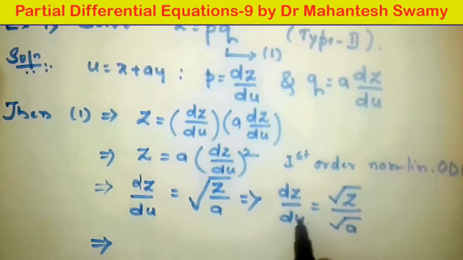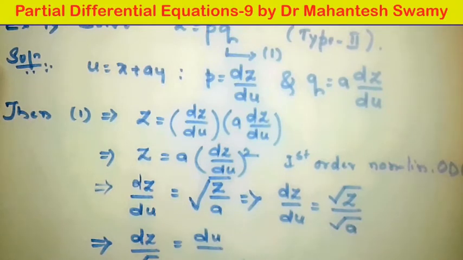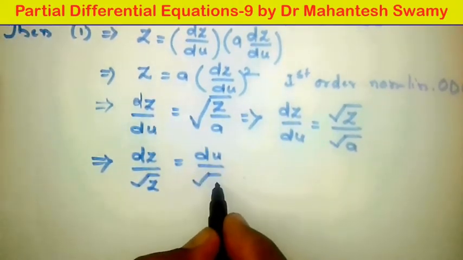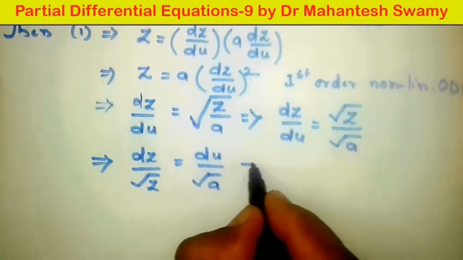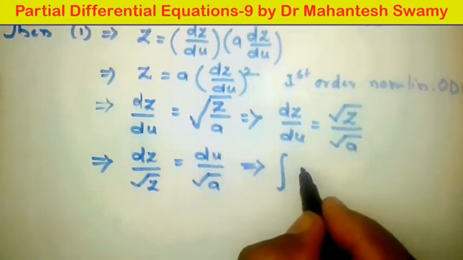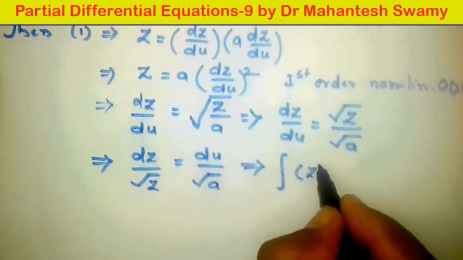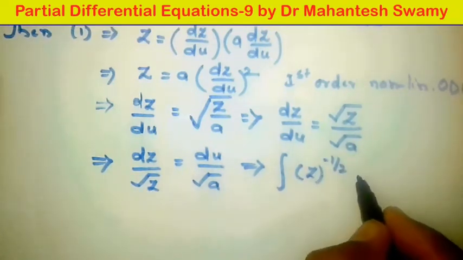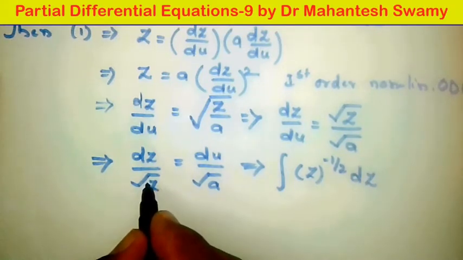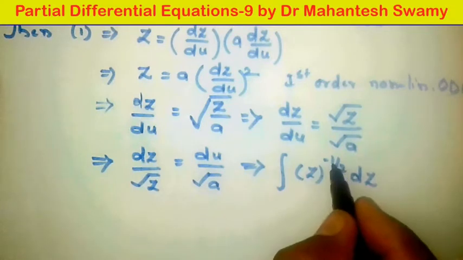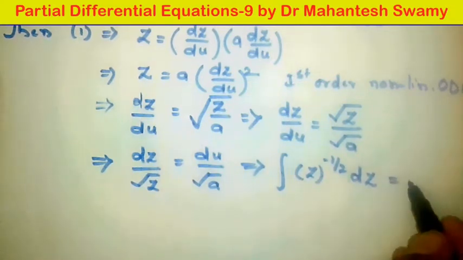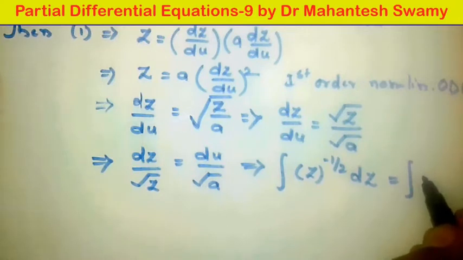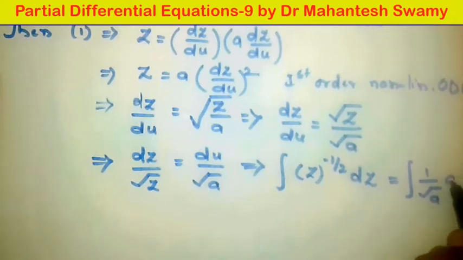So it is dz by root z on the LHS and du by root a on the RHS. Now we have to integrate. When we integrate, root z is written as z to the power of half, so in the numerator it becomes z to the power of minus half dz as it is. The integral sign is taken because we are performing the integration. On the right, 1 by root a is a constant, du as it is.